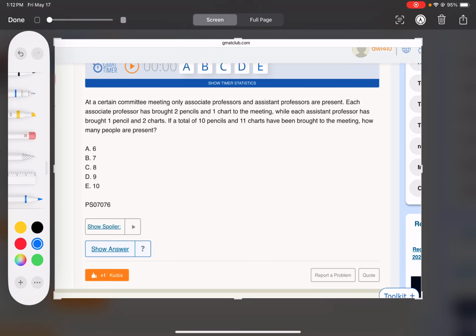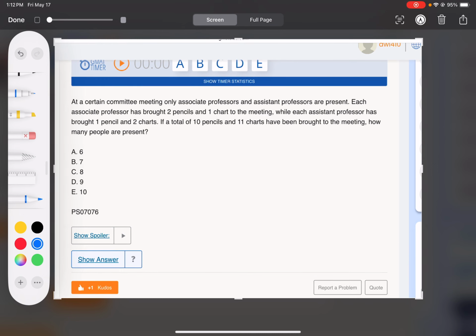Okay. I love it when they make things start with the same letters. That's annoying. But, okay, let's say there are X associate professors and Y assistant professors. It's a little confusing, but you set up the formulas or the equations in terms of pencils and charts.